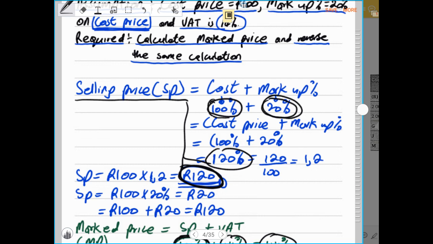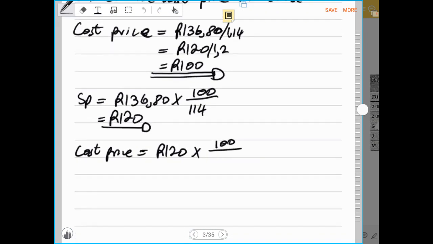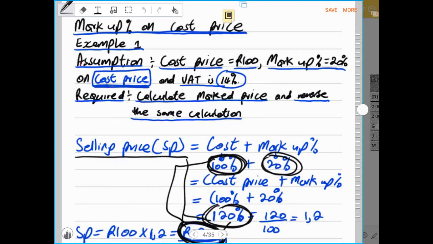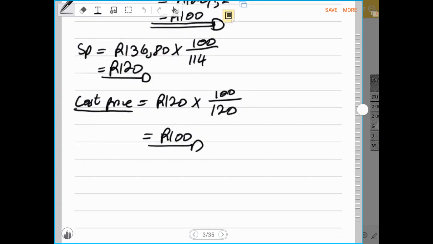However, we are looking for the cost price, which is 100%, out of the selling price, that is out of 120%, which is 120 rands at the same time. So in this case we are looking for the cost price. We times our selling price by 100, we divide that by 120, and this will give us exactly the same cost price of 100 rands that we had in the beginning. What is very important is for you to know how to calculate things in reverse.